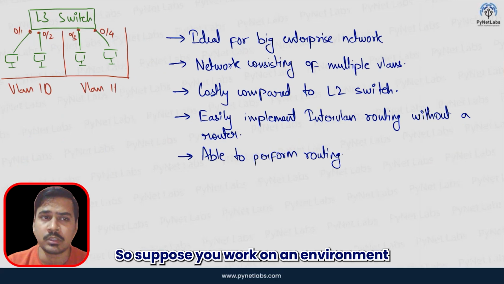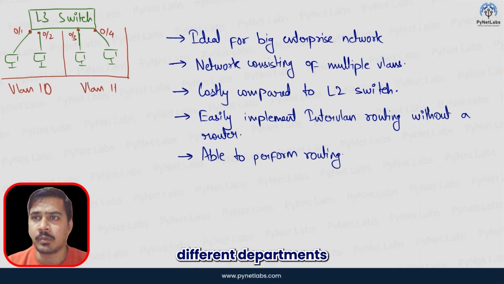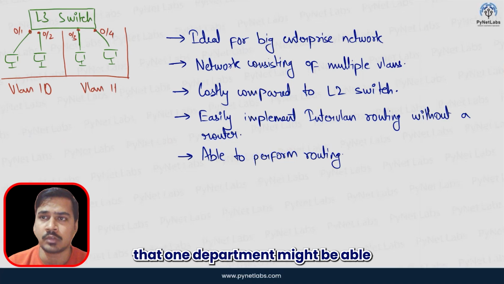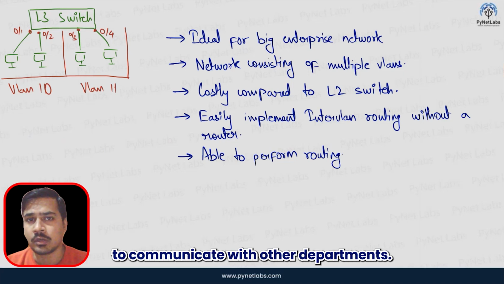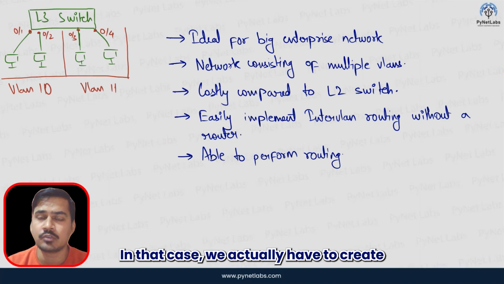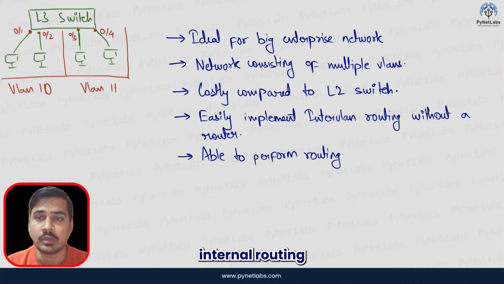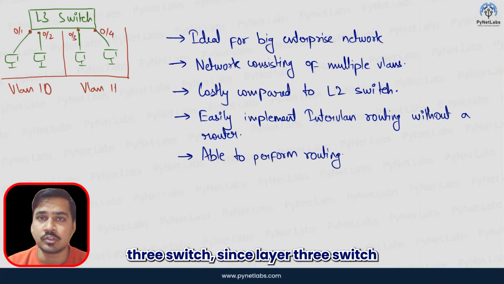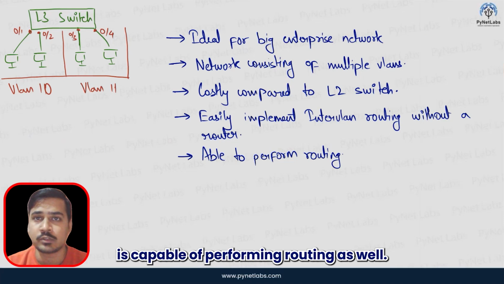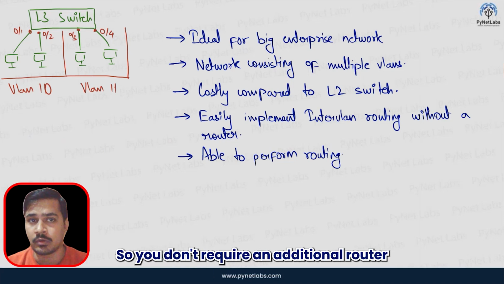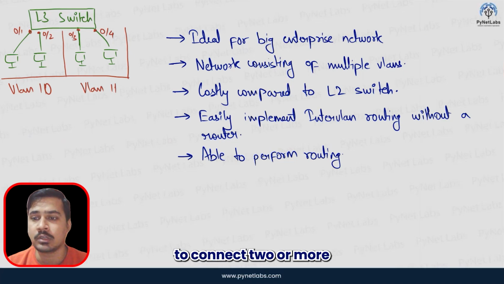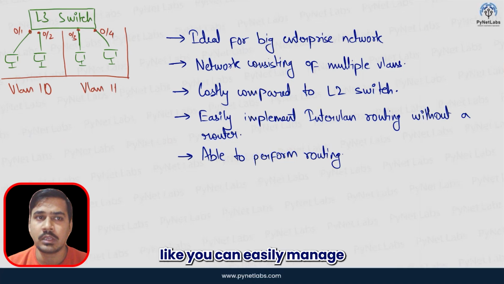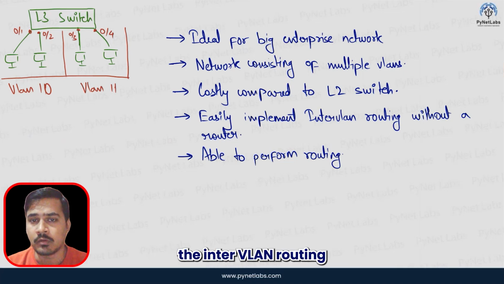So suppose you work in an environment where you have different departments, and your objective is to make sure that one department is able to communicate with other departments. In that case, you have to create inter-VLAN routing. Now, when we are working with a layer 3 switch, since it is capable of performing routing as well, you don't require an additional router to connect two or multiple VLANs together. So you can easily manage the inter-VLAN routing.